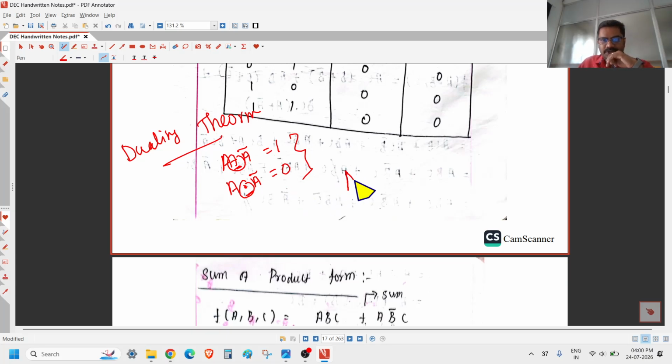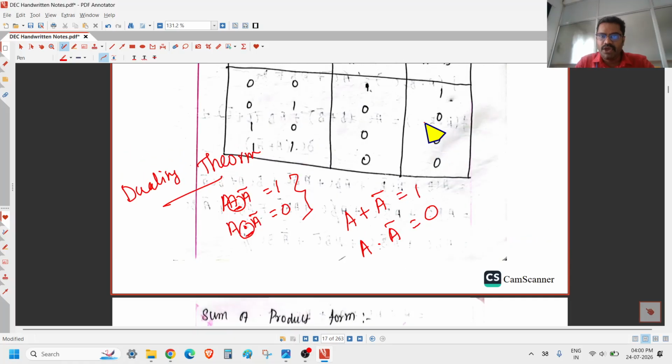So the example is, you can see A plus A bar is equal to 1. Okay, if you change this OR sign into AND sign, that is A dot A bar, the output 1 will be changed to 0. That is what the principle of duality theorem is, right? So changing the OR sign into AND sign and the AND sign into OR sign, the output will be changed, right? So that is what the De Morgan and principle of duality theorem are.